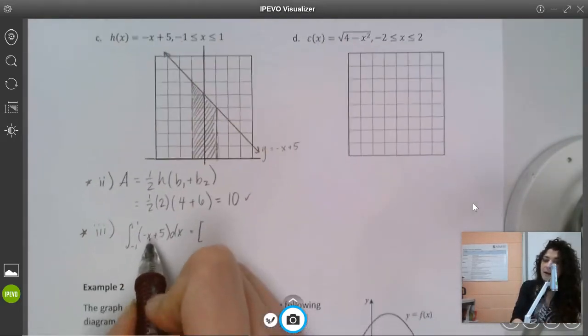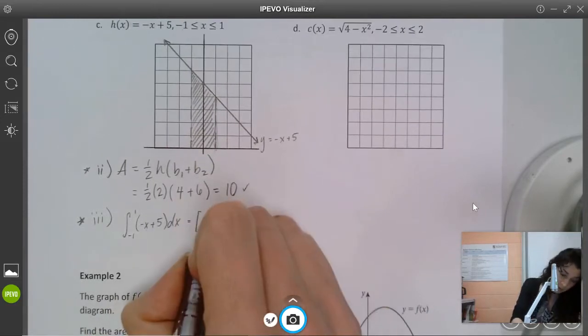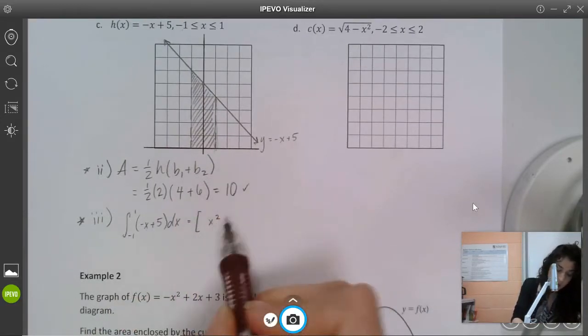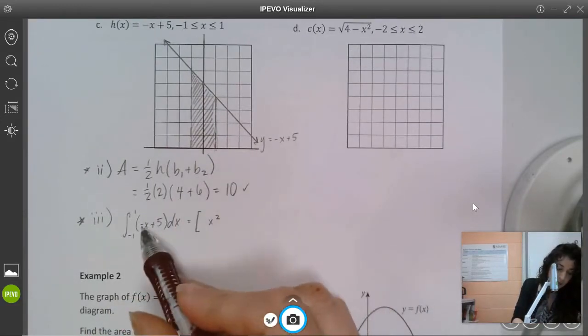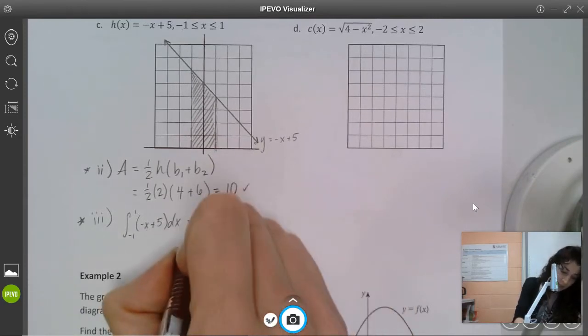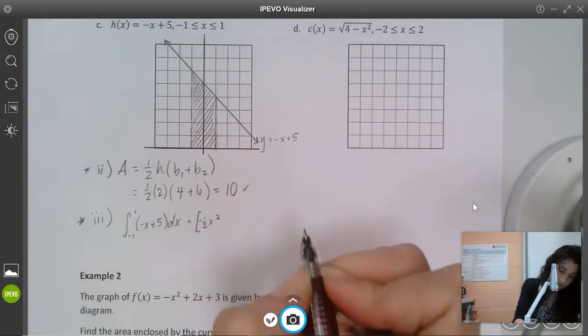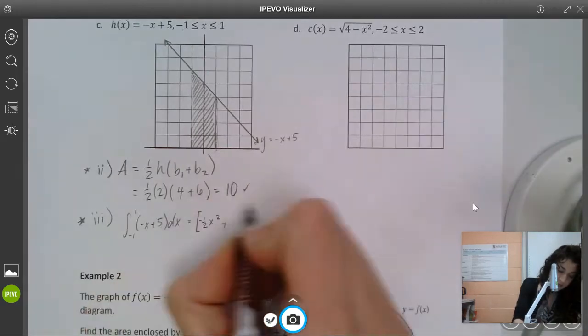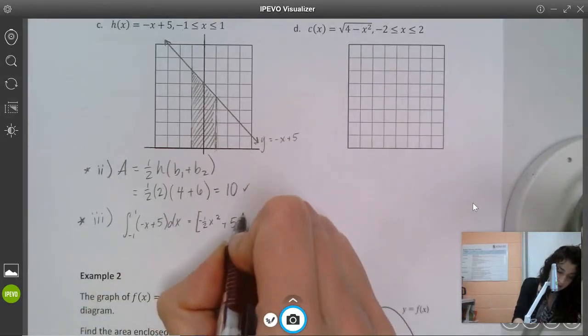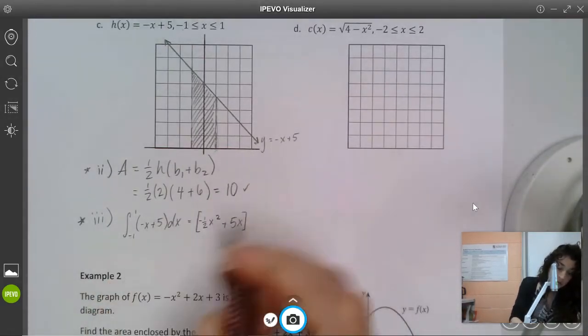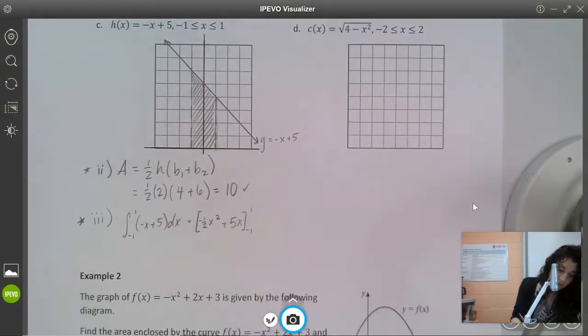This x becomes x squared. So I'm going to write that out, x squared. And then I know I would divide by that 2. So that would be negative 1 divided by 2. So that's negative 1/2, plus, and then 5 becomes 5x. And then I'm going to evaluate that from negative 1 to 1.